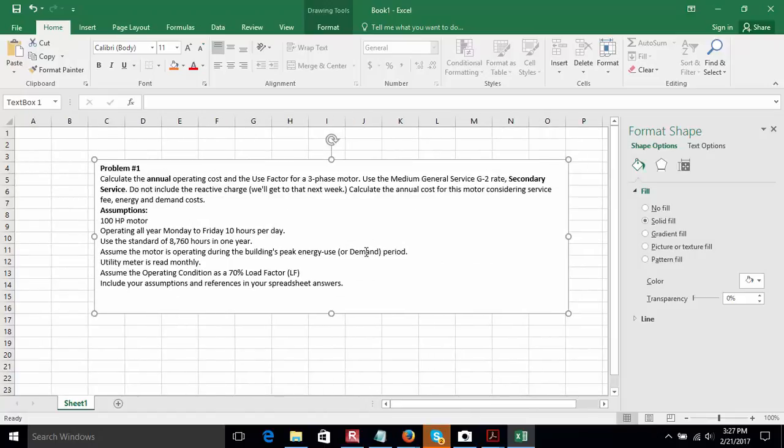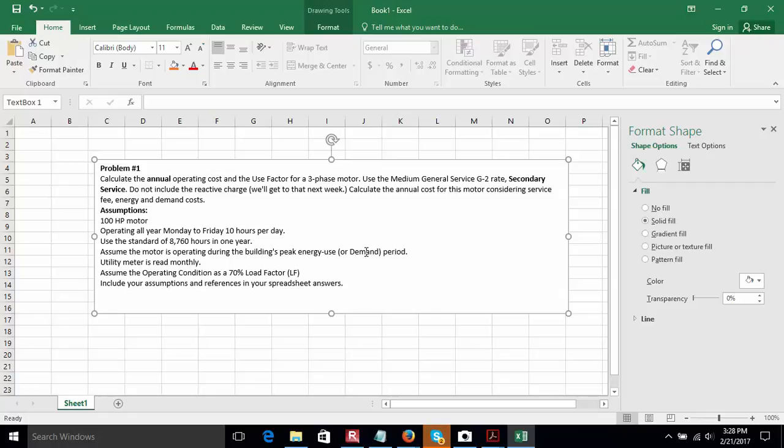Okay, so calculate the annual operating cost and use factor for a 3-phase motor. Use the medium general service G2 rate, secondary service. Do not include the reactive charge. We'll get to that next week. Calculate the annual cost for this motor considering service fee, energy, and demand cost. So there's 3 fees there: what it costs to have it plugged in, how much energy is used, and the demand. You've got a 100 horsepower motor.